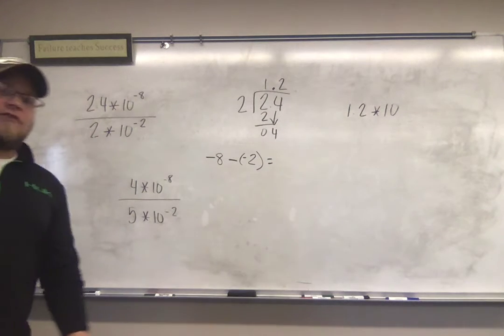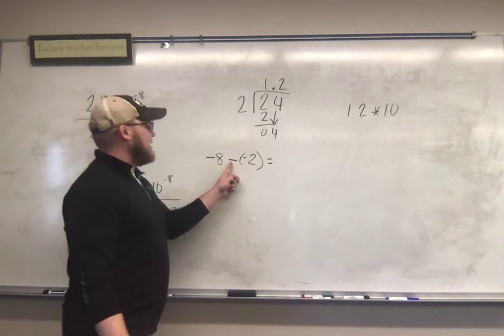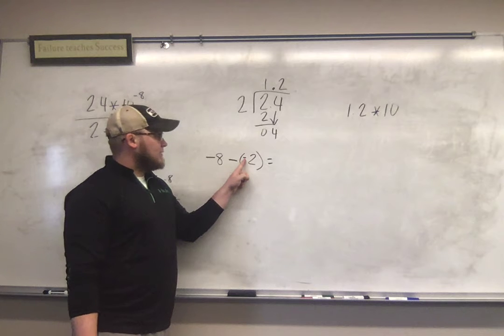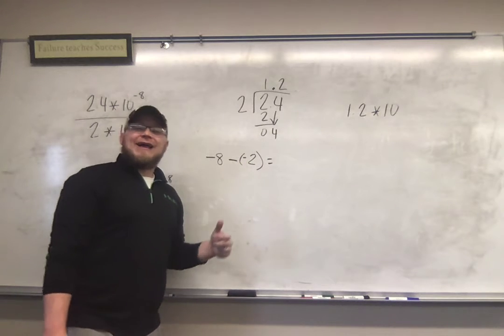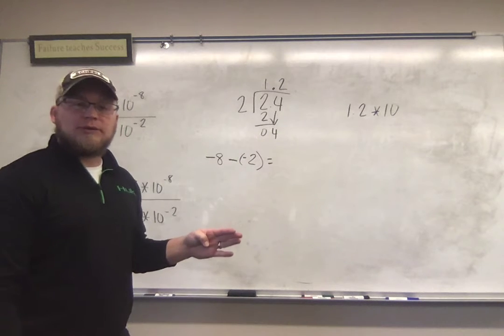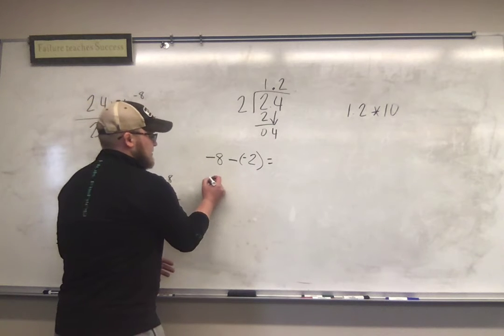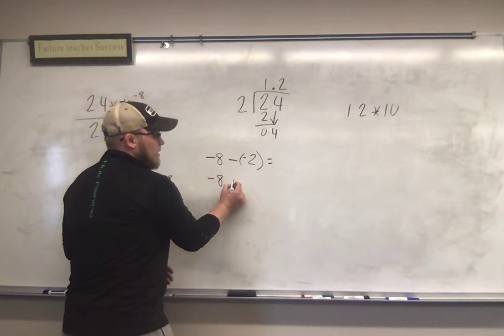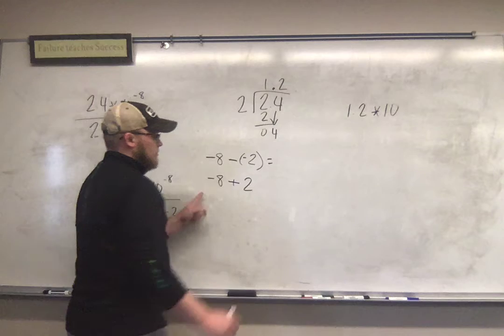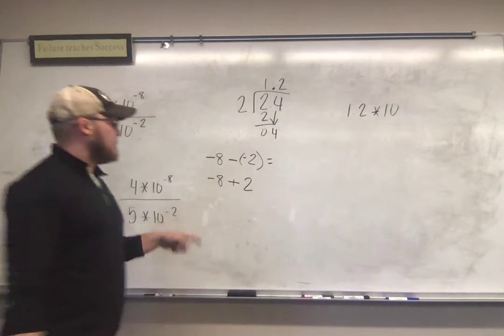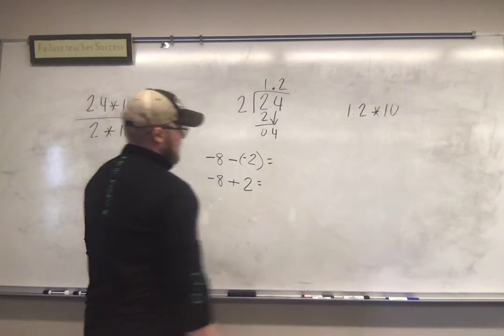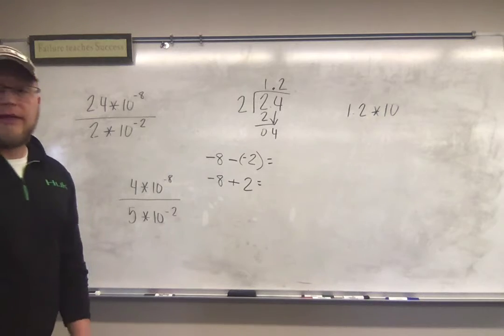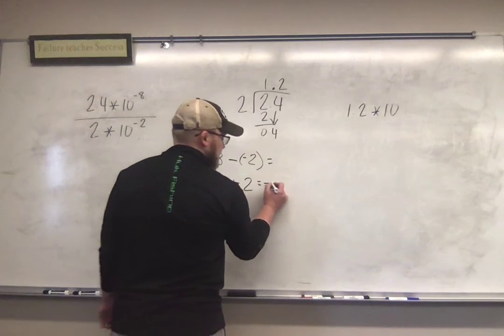Okay, now, if we remember, when we have a negative or a minus sign next to another negative, that actually turns the entire thing into a plus. So it means this: start at -8, but add 2. That's the same exact thing. Okay? That equals what? Well, that equals -6.